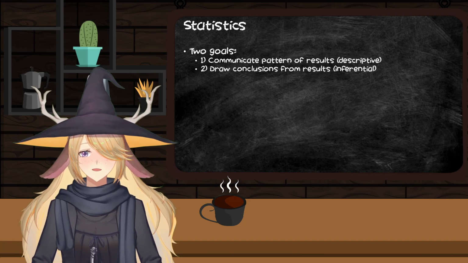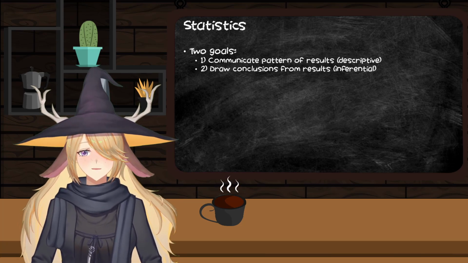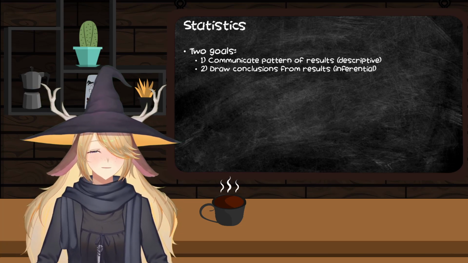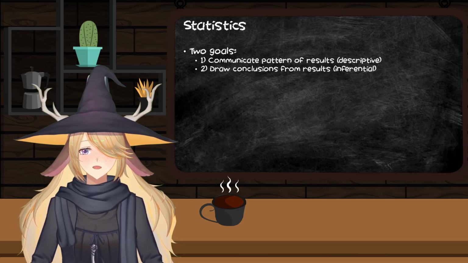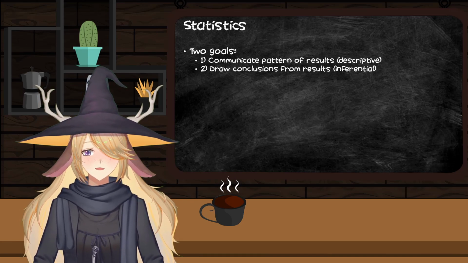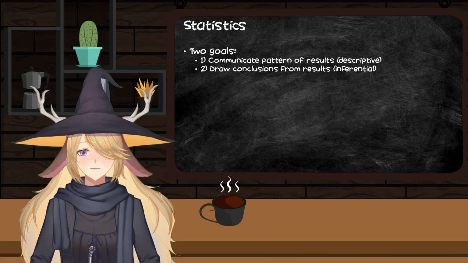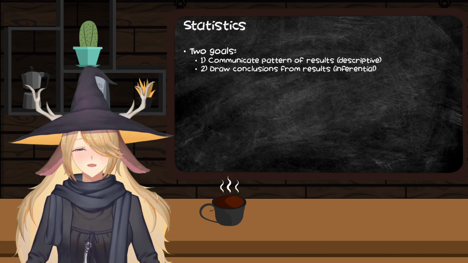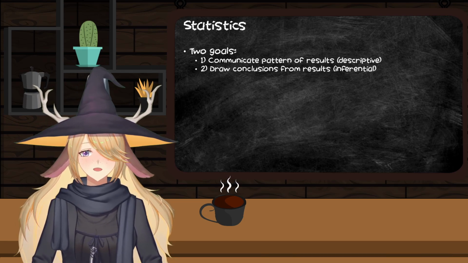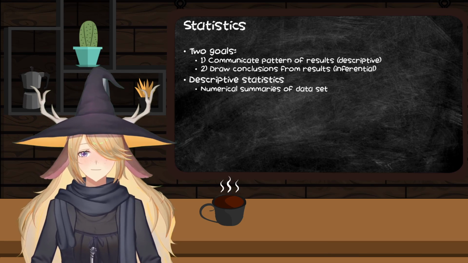Talking about statistics then. So why do we do statistics? Well, two broad categories, either descriptive or inferential. Either we are trying to draw conclusions from a result, which we would call inferential, or we are trying to communicate patterns of results, which we would call descriptive statistics.